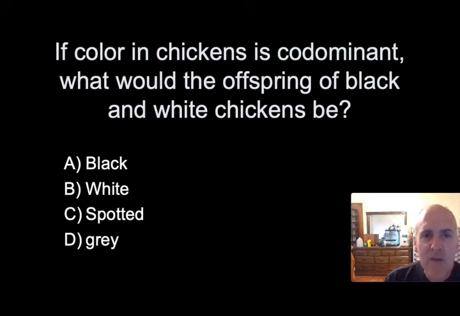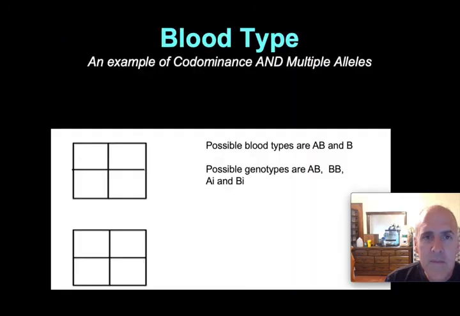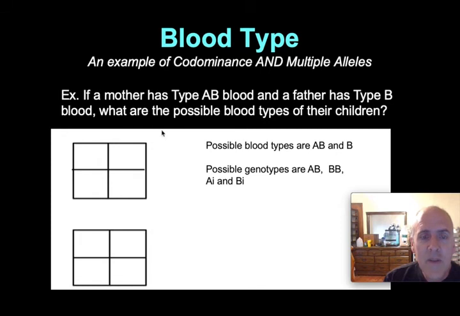So if color in chickens is codominant, what would the offspring of a black and white chicken be? Okay, so let's take a look at blood types. Codominance and multiple alleles. So if a mother has type AB blood and the father has type B blood, what are the possible blood types of their children? Now before you could do genetic testing, this was the only way they could figure out parentage. And it wasn't a sure thing, but they could prove that a child could possibly be or could not possibly be a child of certain parents.